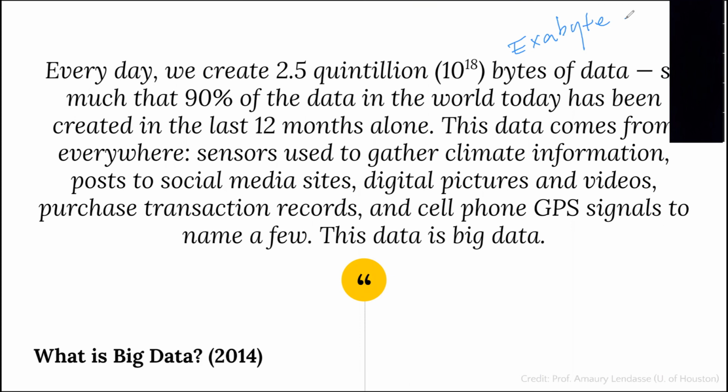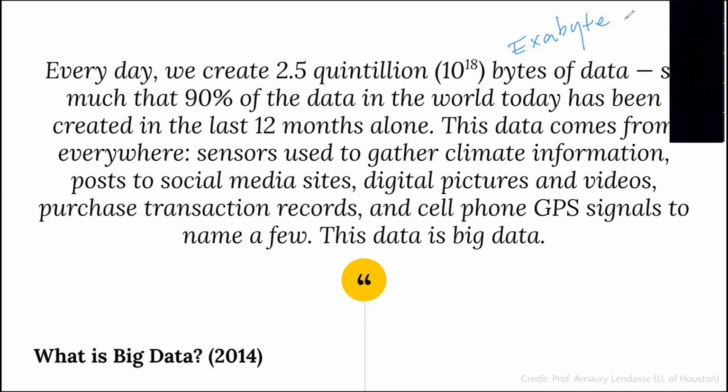So 1 exabyte is 1 billion gigabytes. It's also 1 million terabytes. So probably if you have a brand new laptop or something really nice, then the size of your hard drive is going to be 1 terabyte or 2 terabytes.